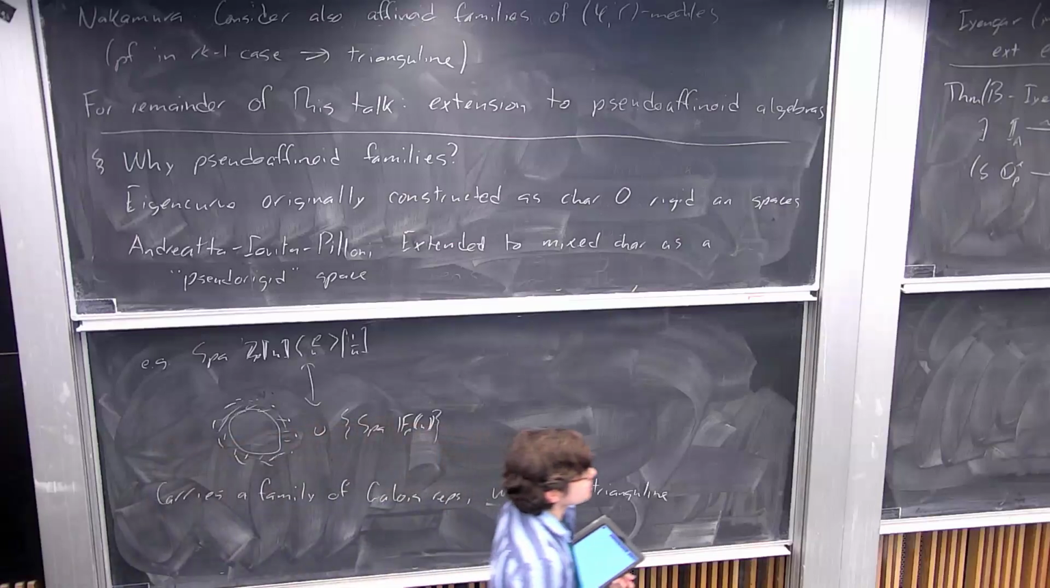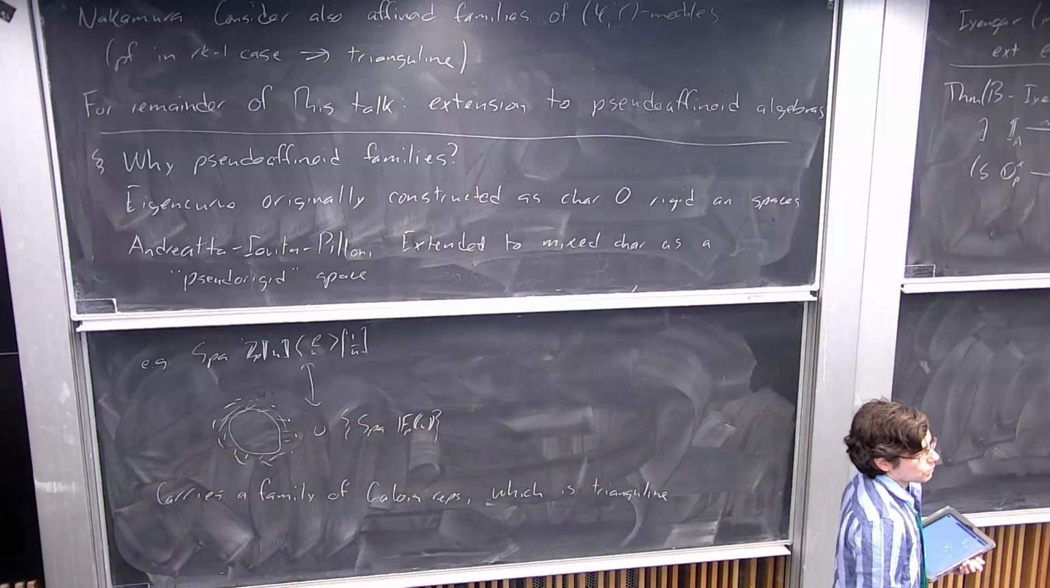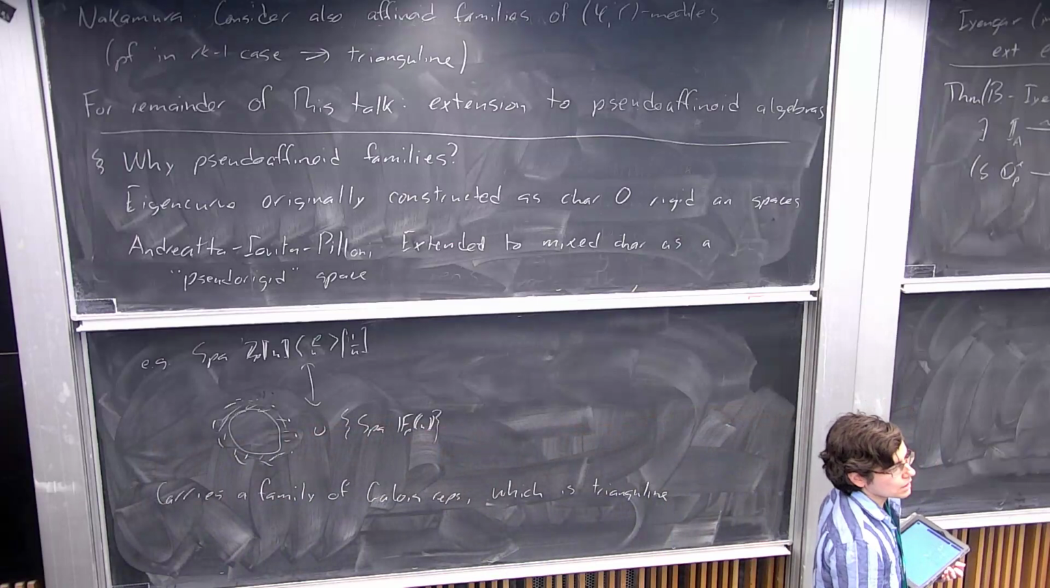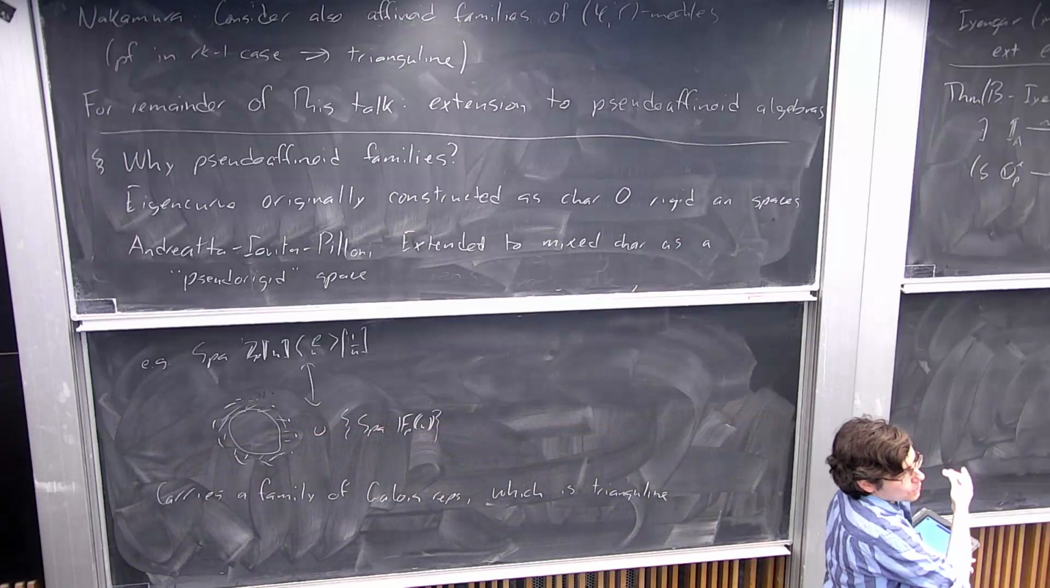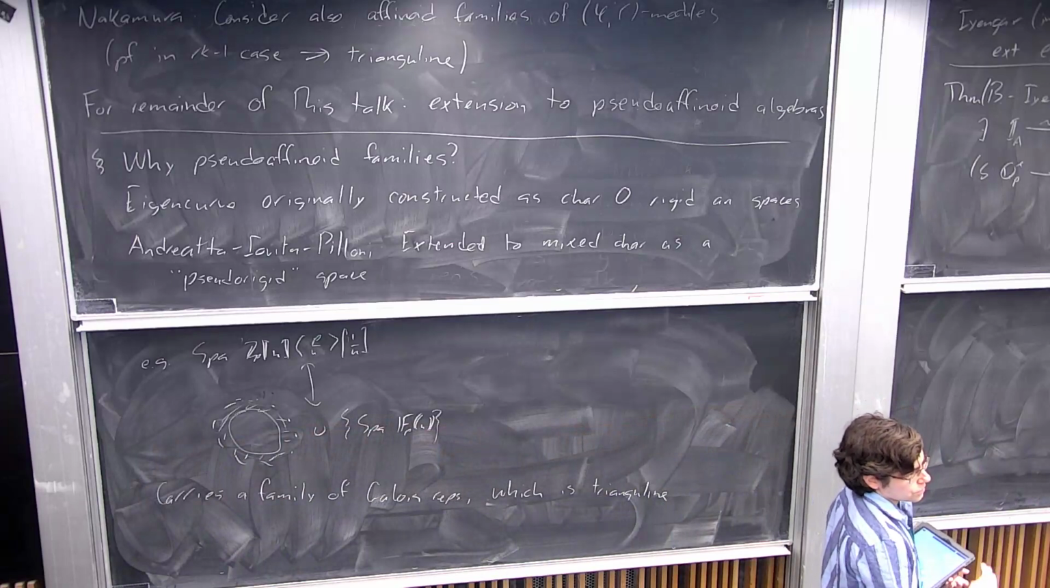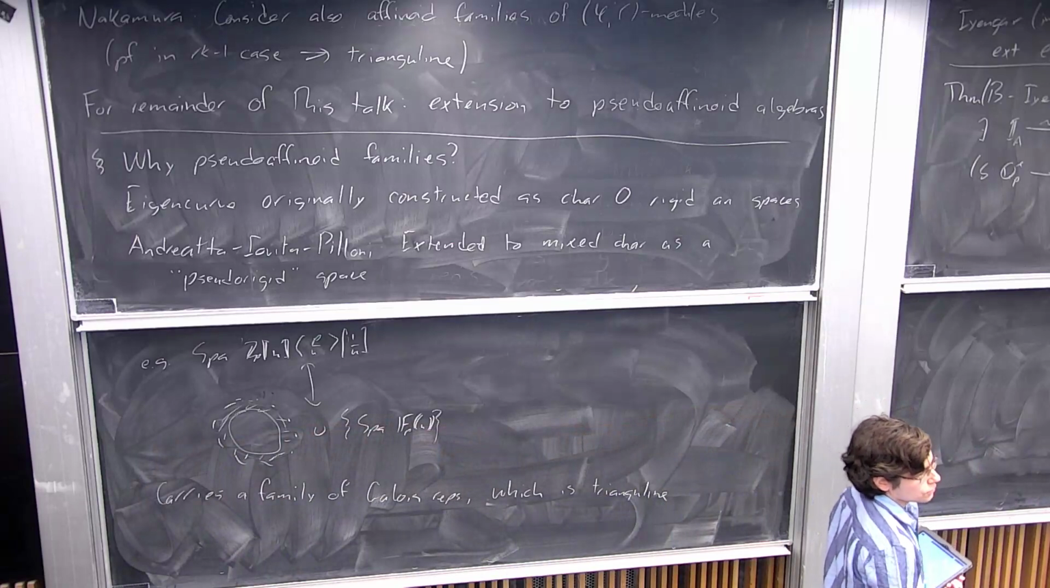Yeah, the space of such characters is smooth, and so we can deform into characteristic 0, and then Nakamura's uniqueness will give us uniqueness in characteristic P.